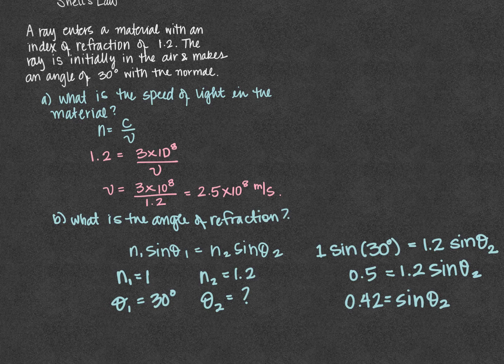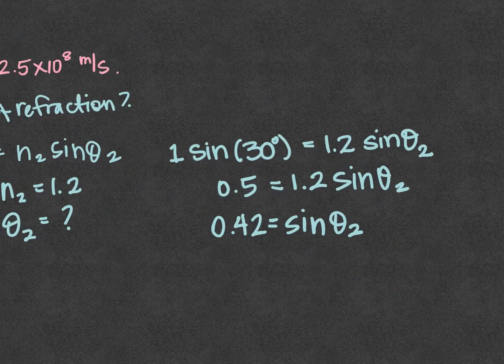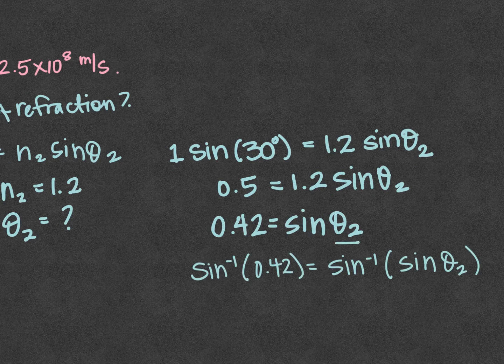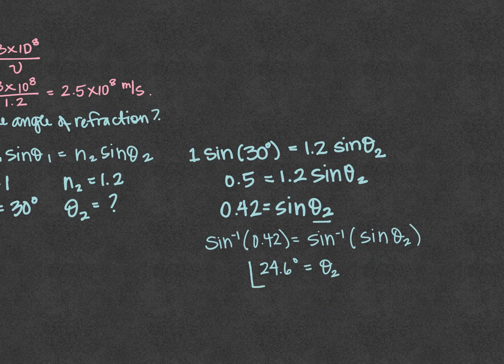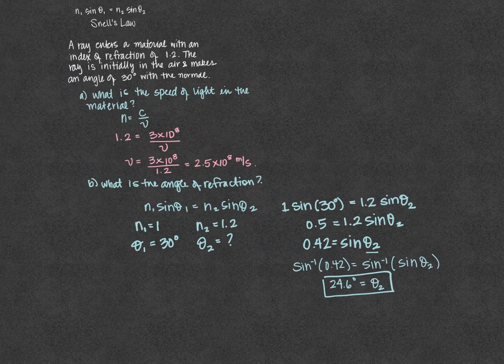Now, if you recall from math, to isolate that theta 2 here, we need to take the inverse sine of both sides. This is also known as the arc sine. And so over here on the left side, we get 24.6 degrees, and the inverse sine of sine theta 2 is just theta 2, and so the angle of refraction is 24.6 degrees. So this tells me that the light bends towards the normal because it goes from 30 degrees, as given in the stem, to 24.6 degrees.